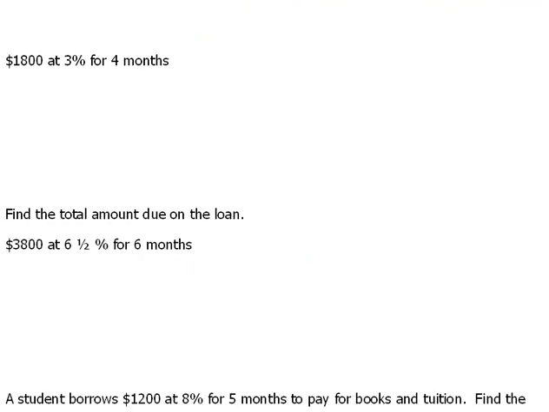Okay, here we have another one that says we're going to borrow $1,800 at 3% for 4 months. And we want to find the interest again. So our interest will equal the principal, which is $1,800, times the interest rate, which is 3%, so that would be 0.03, times the time in years. Now, since they gave it to us in months, we have to convert it over to match something in years. So we need to write this as 4/12 of a year because we're talking about 4 months out of 12.